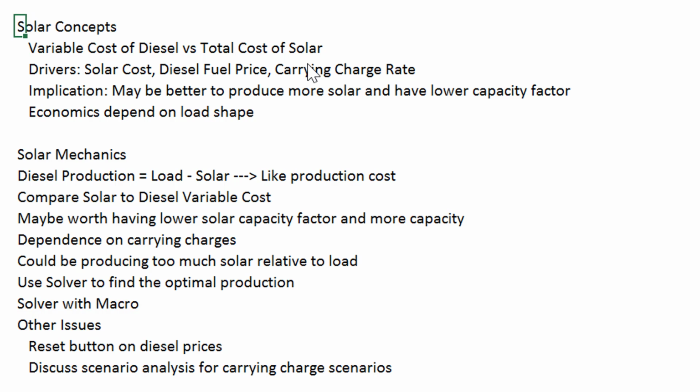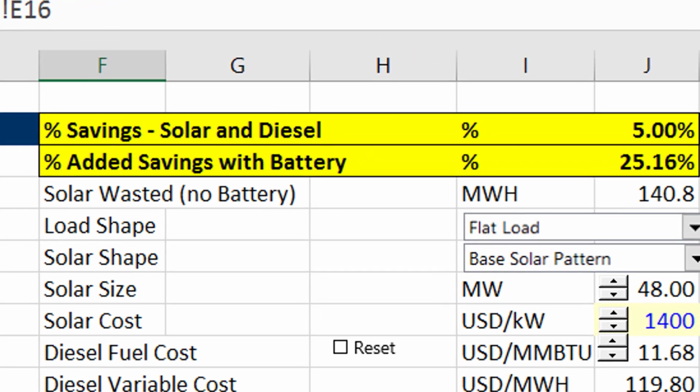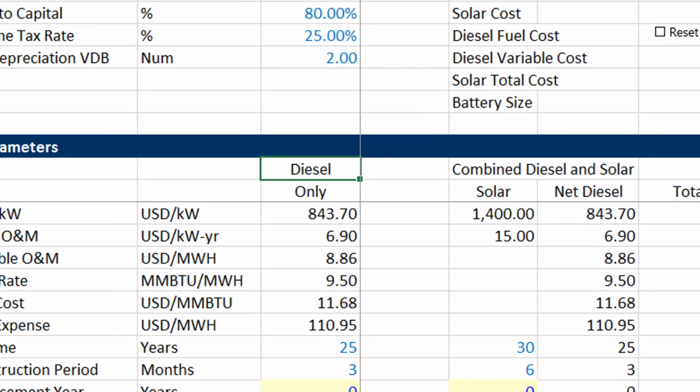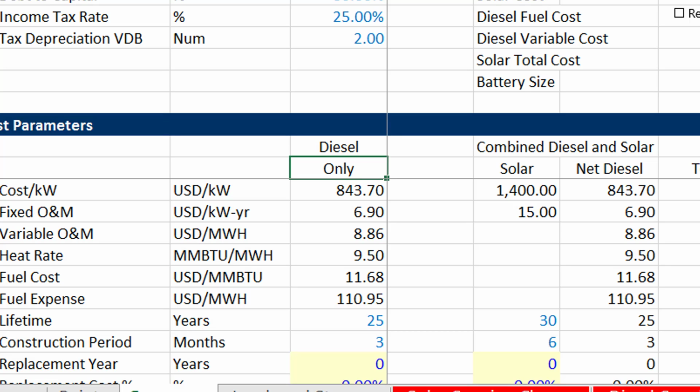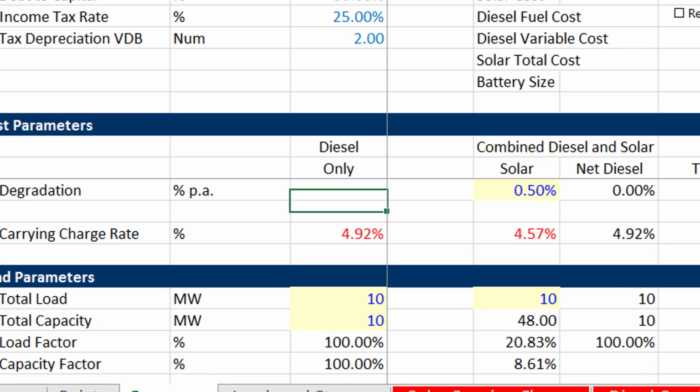First, I'm going to show you this file that we're going to work through, and at the end of the day, it's going to compare 3 kinds of scenarios. A diesel only. You have an island, and you have to get some electricity to the island so you can build a diesel plant.